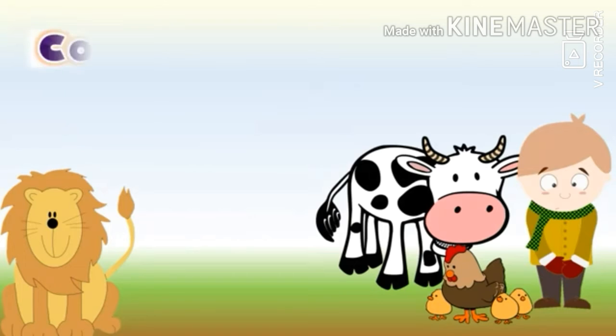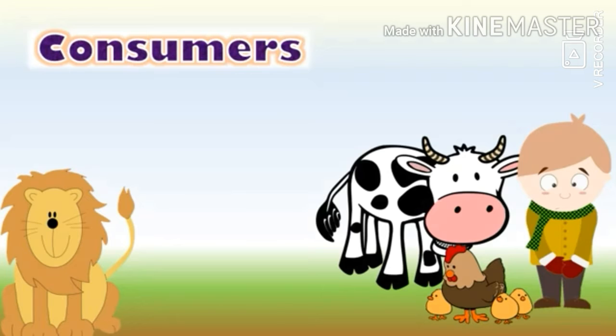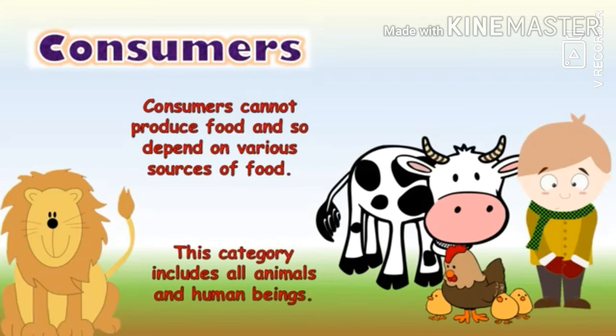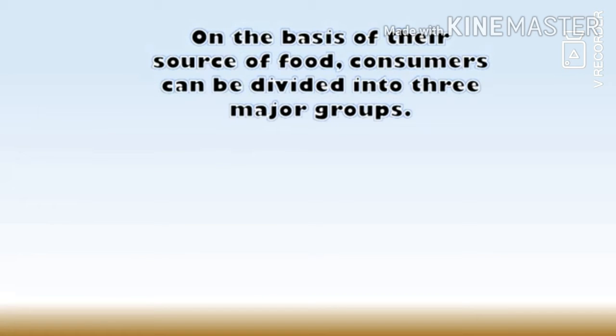Now, the next topic is consumers. Consumers depend on others for food. Animals and humans cannot make their own food. They are called consumers. This category includes all animals and human beings because they obtain energy from plants by eating them. On the basis of their source of food, consumers can be divided into three major groups: number 1, herbivores; number 2, carnivores; number 3, omnivores.